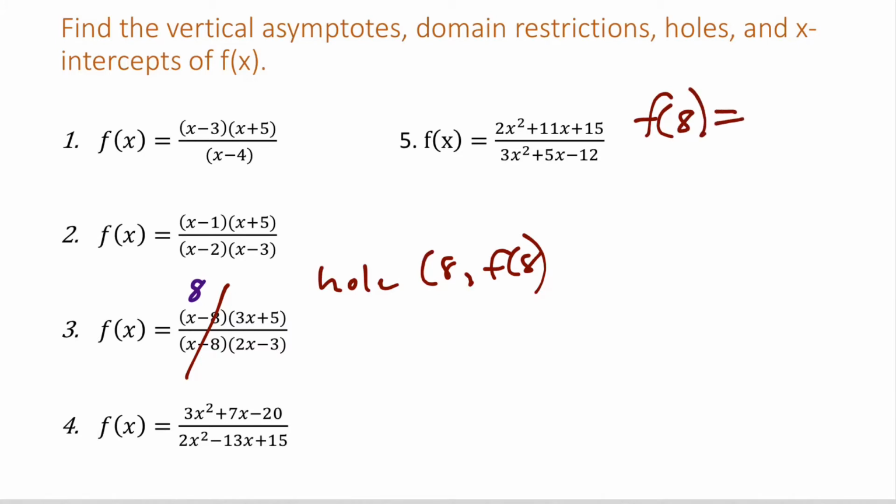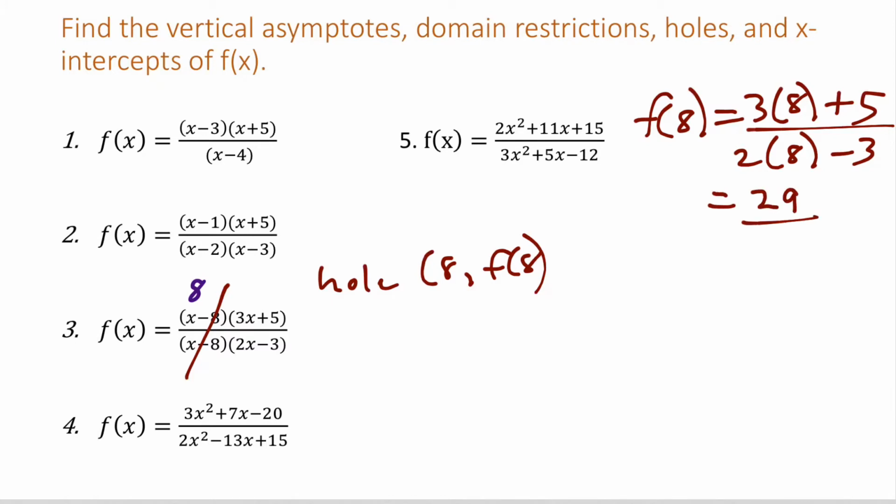F of 8 would be 3 times 8 plus 5, over 2 times 8 minus 3. So that's 24 plus 5, 29. 16 minus 3 is 13. So my hole is going to be plotted as an open circle at 8, comma, 29 over 13. We would have to get a decimal value for 29 over 13. Okay, so that's your hole.